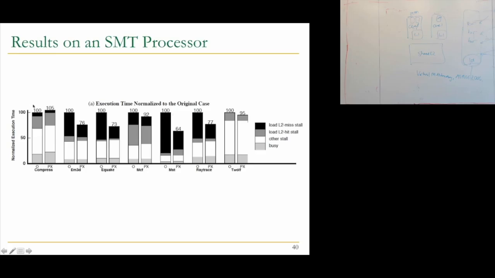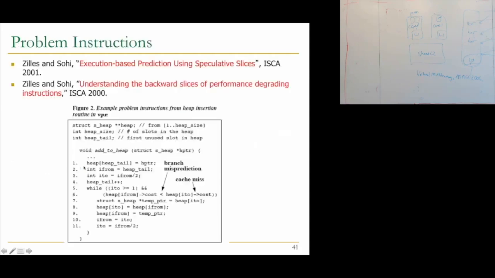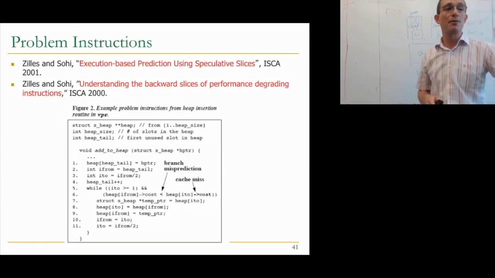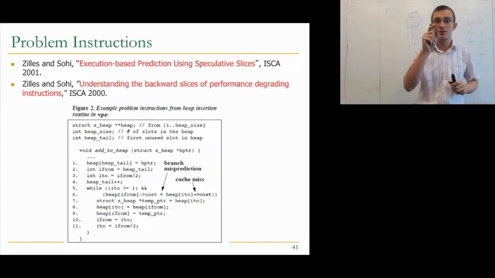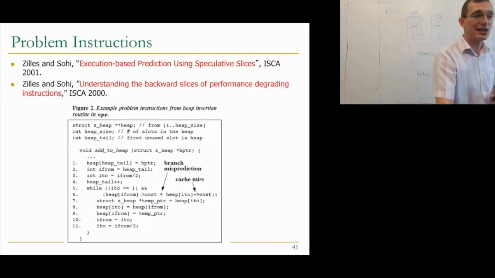Some programs actually lose performance because pre-execution consumes bandwidth and leads to contention, and there's a 5% degradation in compress, for example. And the paper is a very interesting paper to read, so I would strongly recommend you to read it. There are a couple of other papers that actually discuss how to construct these backward slices, the pre-execution threads, and the Zilles and Sohi papers are interesting reads over here.